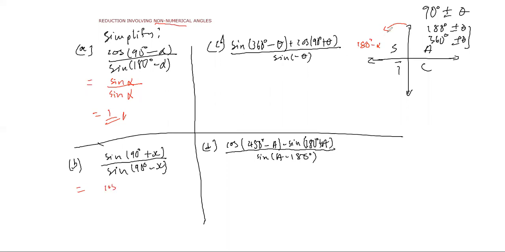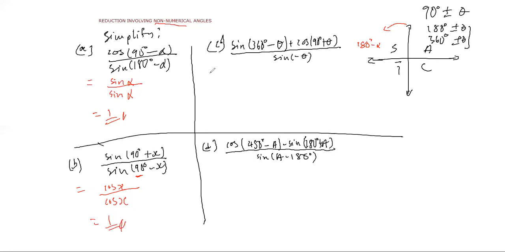Now, is it positive or negative in the second quadrant? It is positive, so we are okay with that. Now, what about sine of 90 minus x? It's a 90 reduction. We must change to a cofunction. Is it positive or negative in the first quadrant? It is positive, and so this also reduces to 1.